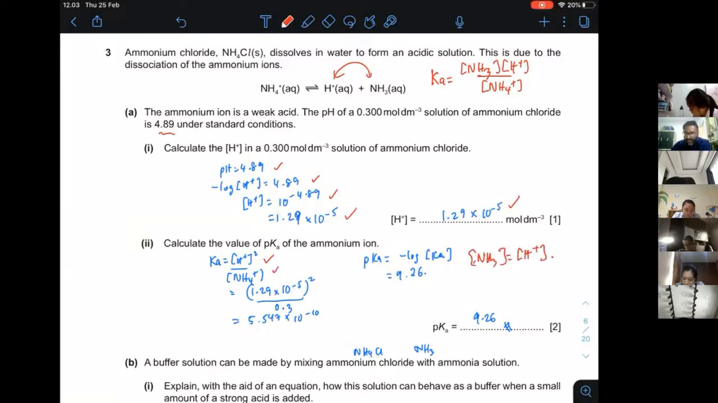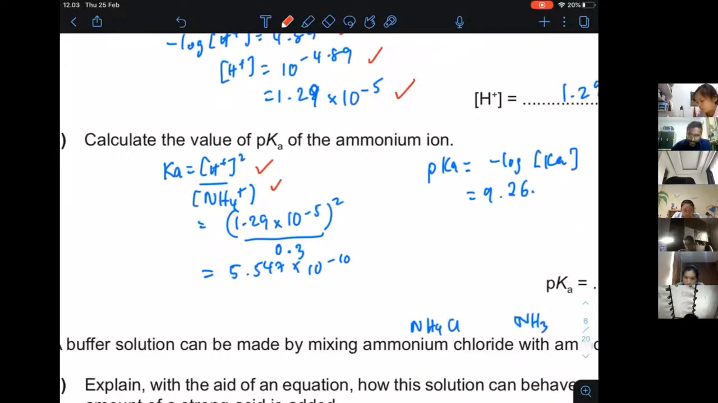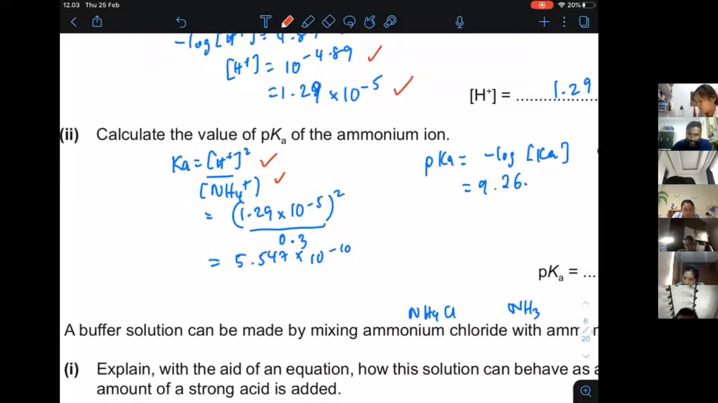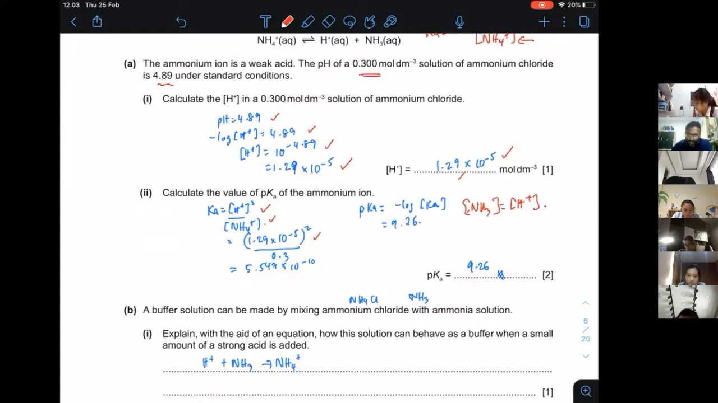And for this formula, there are assumptions. What are the assumptions? The dissociation of the ammonium ion is too little, so little that we only use the initial concentration. So we use that formula for Ka. The H plus we have calculated, just put the H plus over there. The ammonium ion, they already give you 0.3, just put 0.3, and then you get the answer for Ka. Once you have the Ka, pKa is negative log Ka, and you get 9.26.